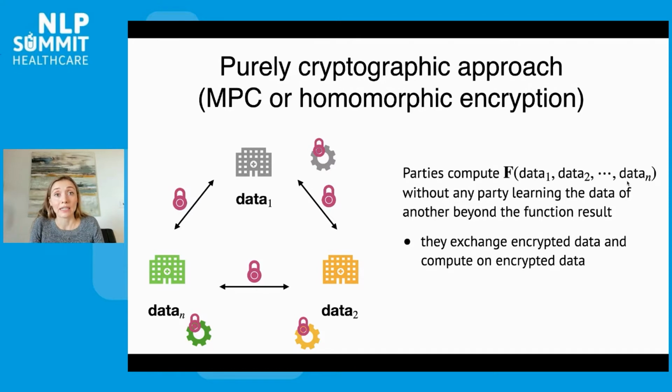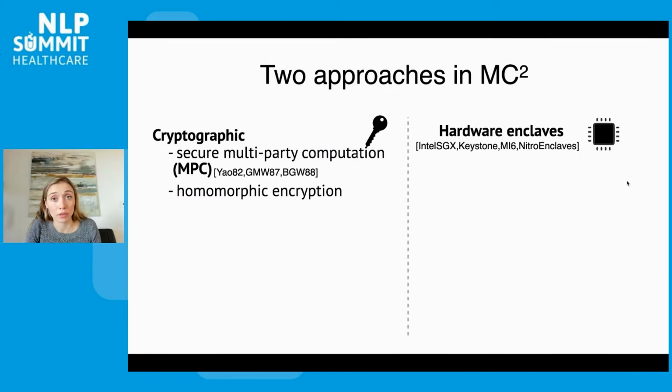So basically, in this whole process, they only exchanged encrypted data and they didn't get to see each other's data, but they all get to learn the final model. So that was the cryptographic approach.